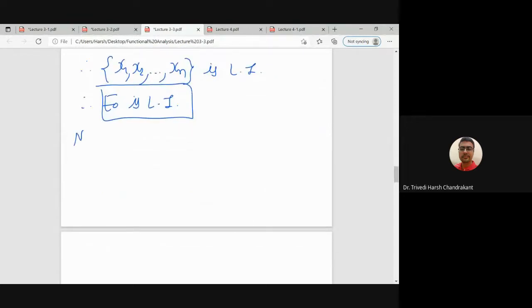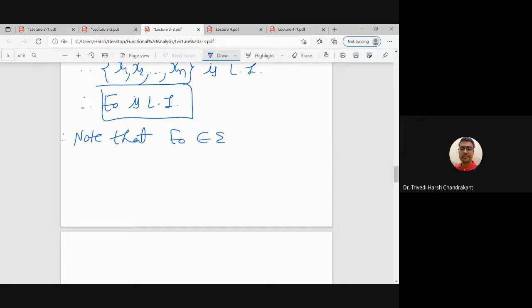So note that E0 is an element of E. That is because E0 is linearly independent and L is a subset of E0, which is a subset of S. So now E0 is in E, and E0 is a union of all elements of F.